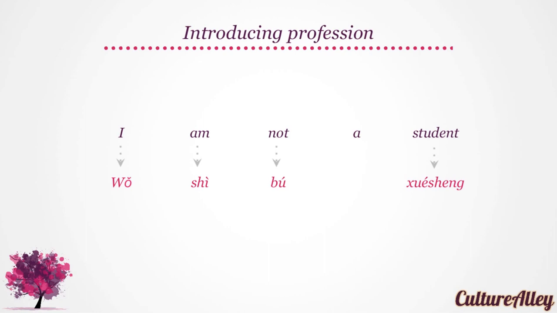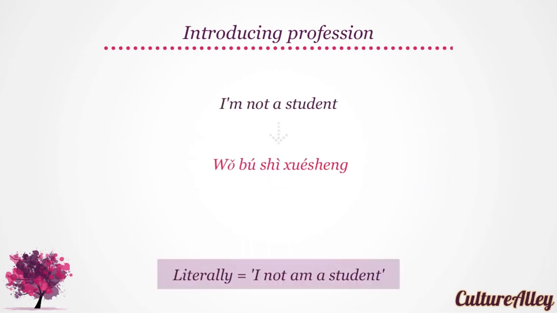Now let's see the last sentence for today. I am not a student. Here's the breakup. I is 我, am becomes 是, not is 不, and student becomes 学生. Therefore, I'm not a student translates to 我不是学生. That literally translates to I not am a student.